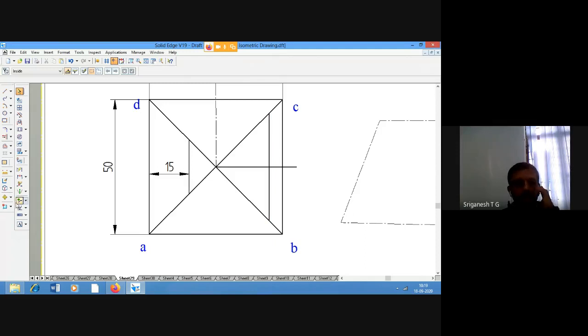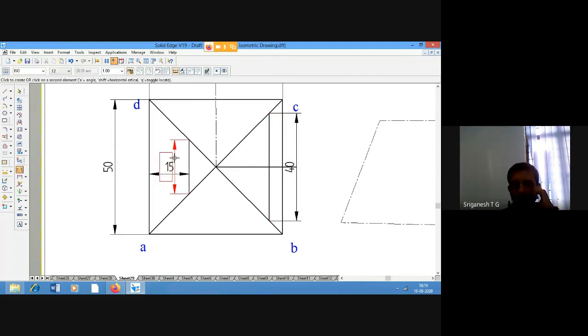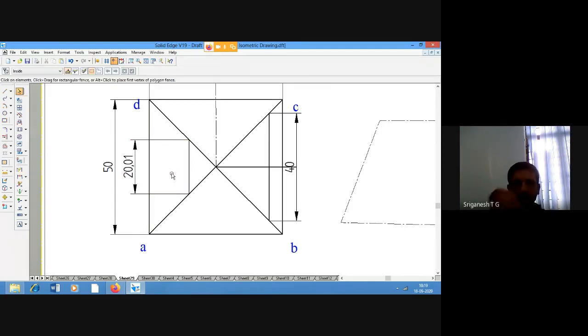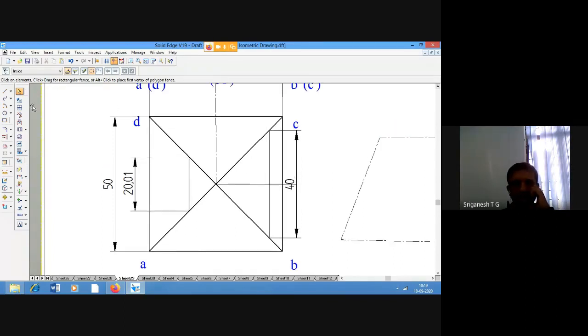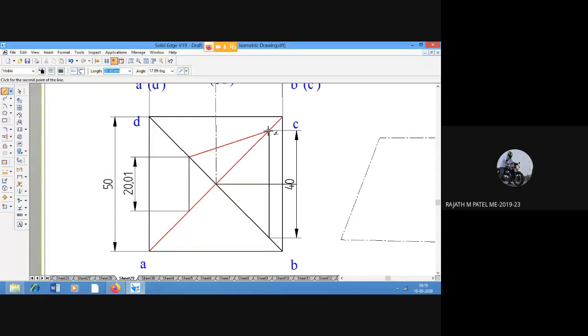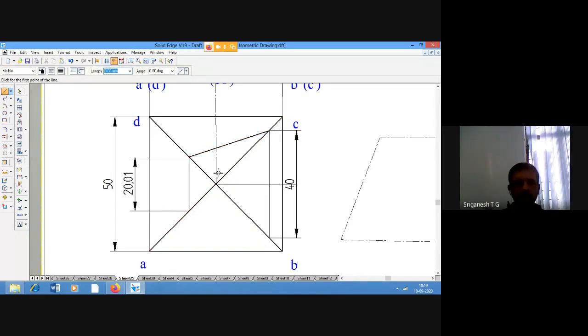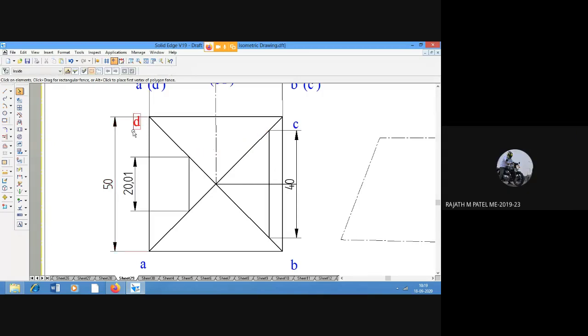Okay, so this line is going to be what? This length is going to be 40 mm. This length is going to be 20 mm. The slight thing is there, please draw it properly. Now join this pyramid. What's the distance between? Probably around 15 mm.